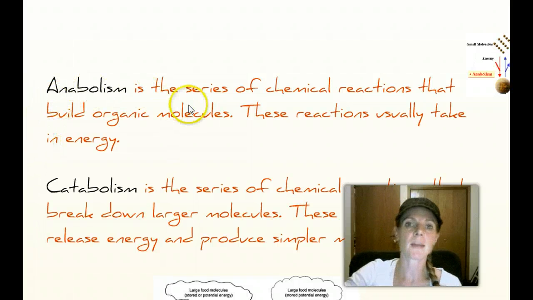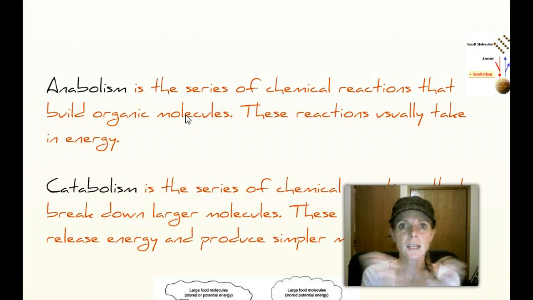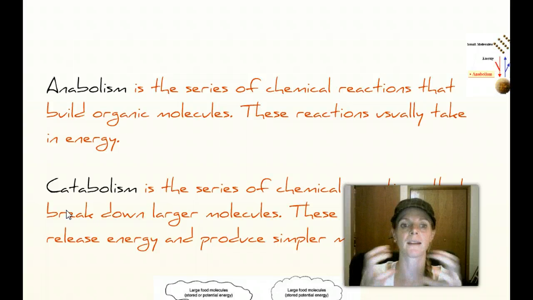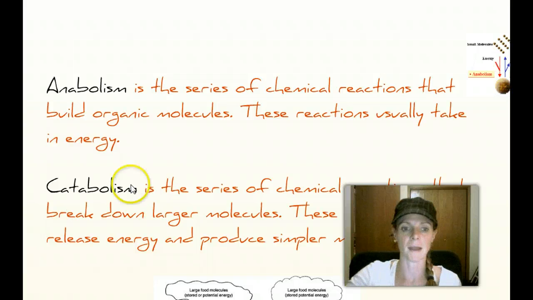Anabolism is the series of chemical reactions that build organic molecules. These reactions usually take energy. So in anabolism, which I'm going to show you a picture of in just a second, you're taking smaller molecules and making them larger, okay? Taking energy to do that. Catabolism is the opposite. It's basically a series of chemical reactions that break down larger molecules into smaller molecules. And they're usually releasing energy with that, okay?